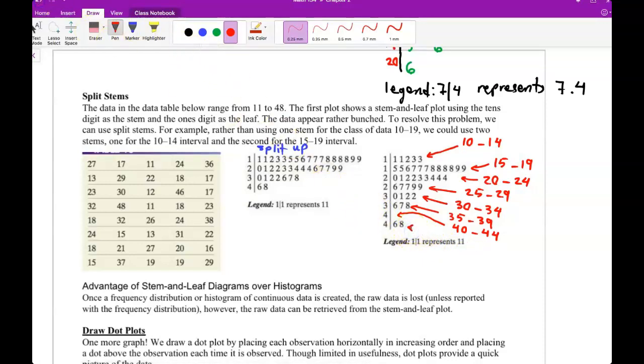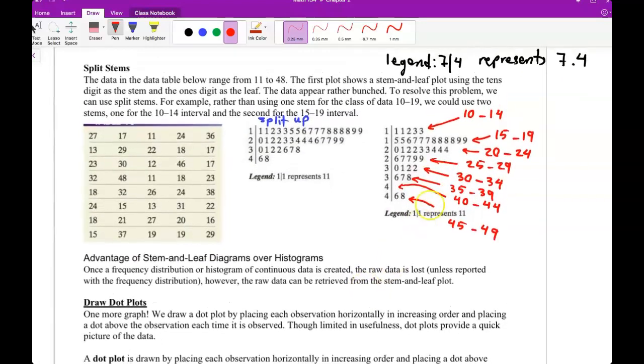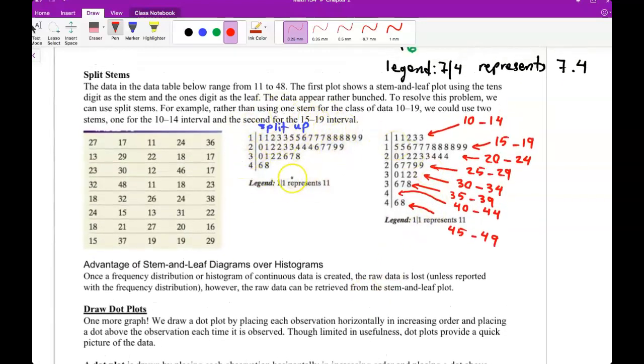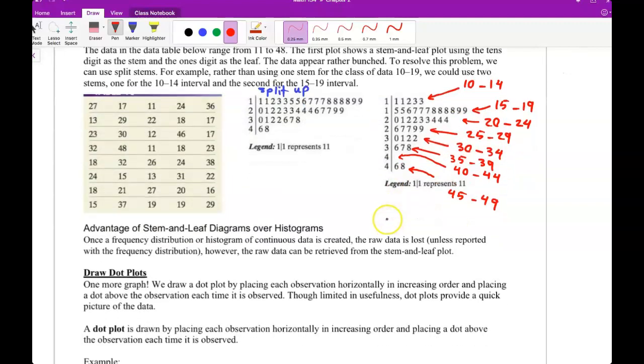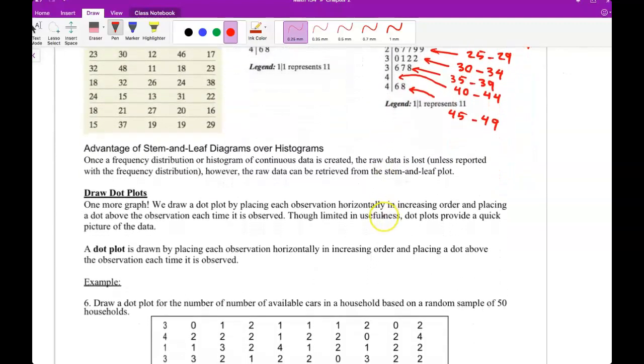And this one is 45 up to 49. See, we have 46, 48. These two numbers are in this interval. So this is how we decide which numbers belong to which part. So instead of that one, now we have this part.